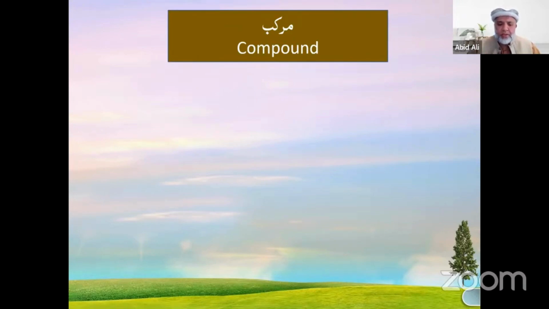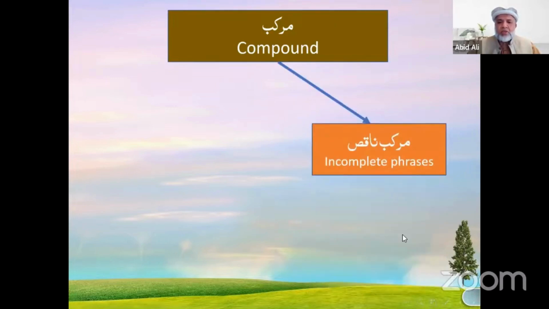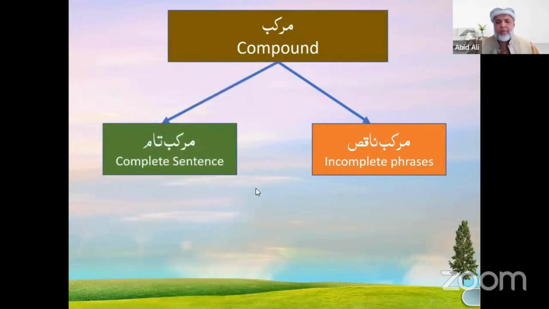When we combine two or more words together, we get compounds, and we call them murakkab. There are two kinds of murakkabat in the Arabic language. One is known as murakkab naqis, meaning incomplete sentences or incomplete phrases. The other is called murakkab tam, and that is a complete sentence.